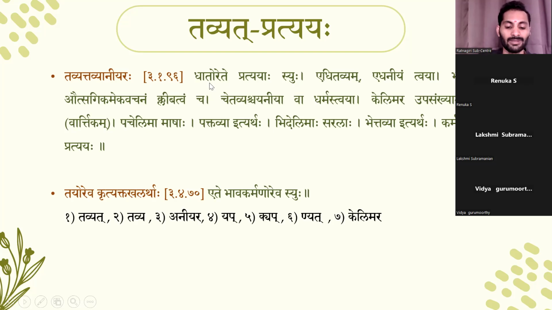From the main root, the dhatu, Tavyat pratyaya will take place, Tavya pratyaya will take place, and even Aniyar pratyaya will take place. What is the meaning of that? We'll elaborate that after some time. Let me focus on this sutra: Dhatoho ete pratyayah syu. Which pratyayas are these? Tavyat, Tavya, Aniyar. From the main root, you can add Tavyat pratyaya, Tavya pratyaya, and Aniyar pratyaya directly.